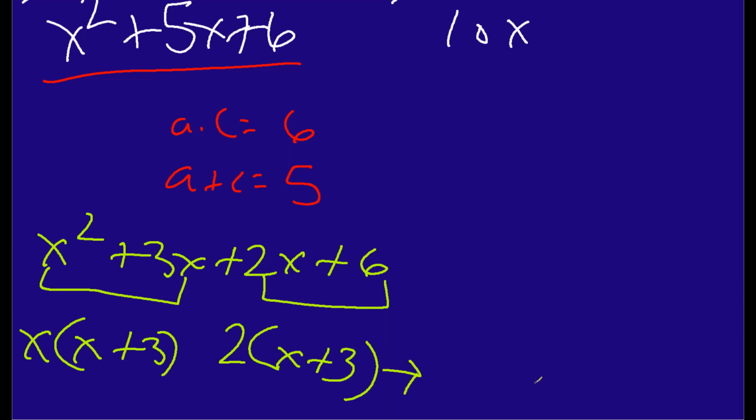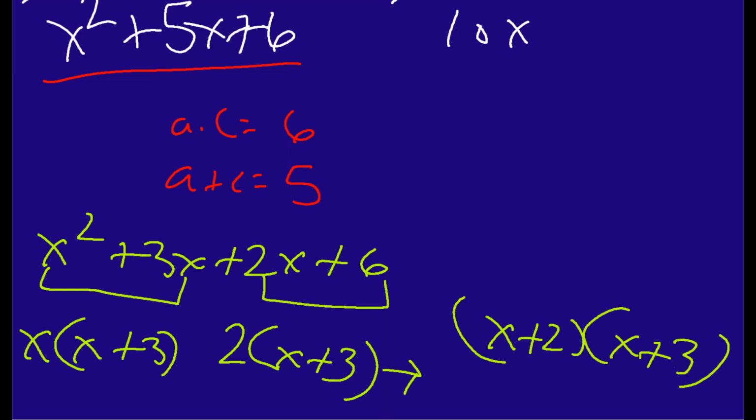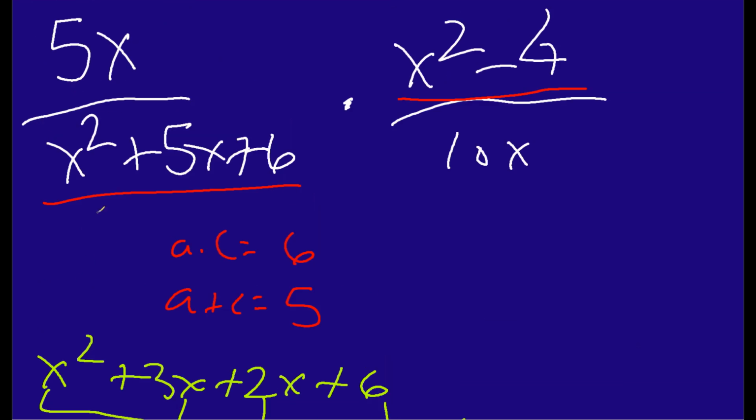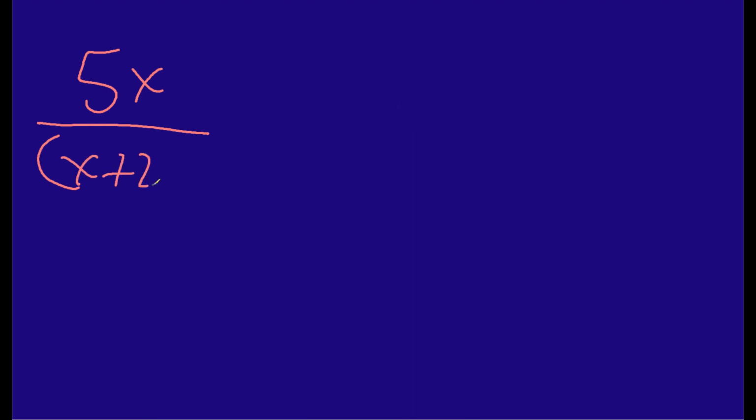That leads us to the following. We have basically x plus 2 and x plus 3. This is our new factored denominator here. I'm going to write this on a separate screen so that we don't get too confused. So we have 5x, and then on the bottom we have x plus 2 and x plus 3. All right, let's go back.